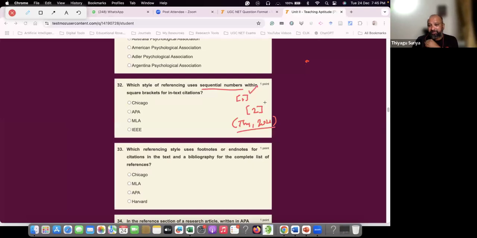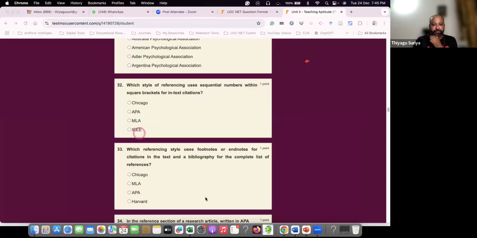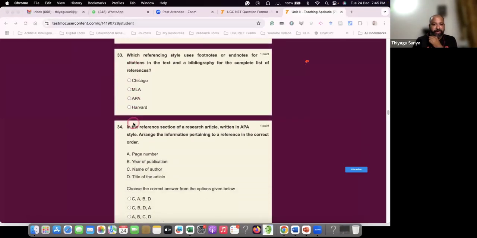Which format gives this kind of citation? IEEE. Listen, the answer is IEEE. Only IEEE uses a sequential number. Hope you understood. The IEEE gives a sequential number. So kindly read the question properly.